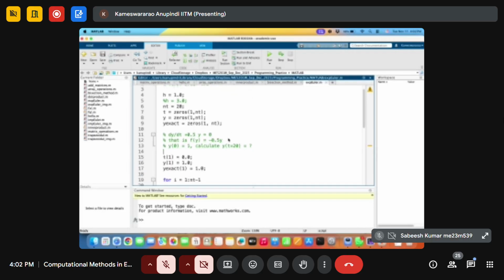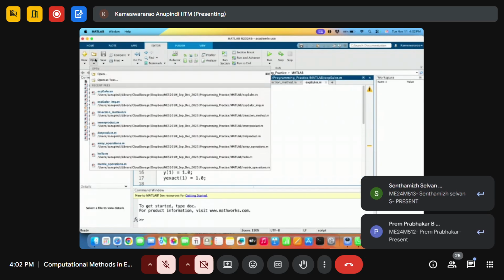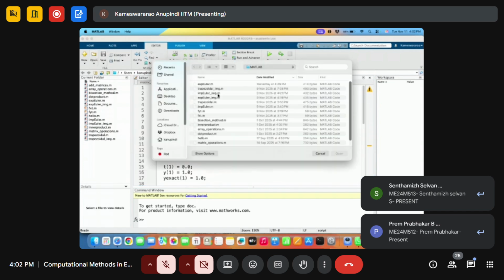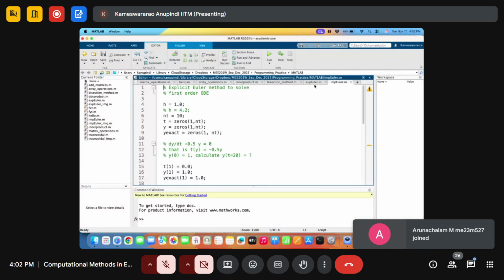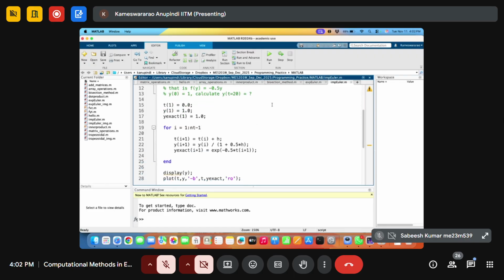We already looked at the explicit Euler method. Let's look at the implicit Euler method. So let's open implicit Euler. What we have is that this implicit Euler method is exactly the same as before. Most of the code is the same, except that the yn plus 1 expression is different, right?